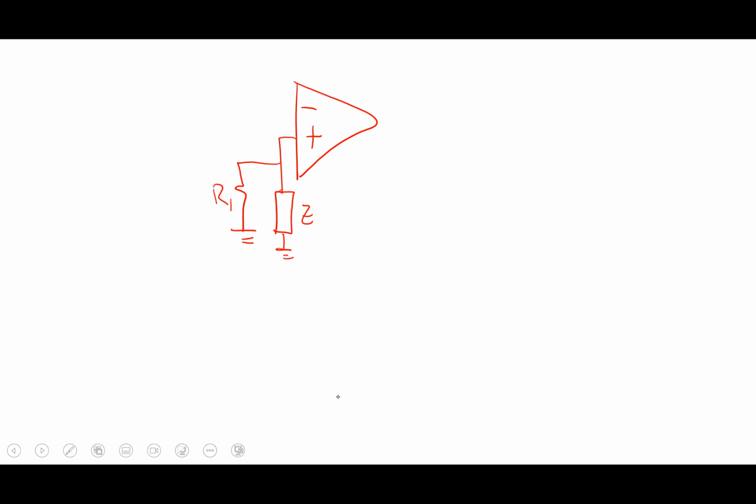What is V plus? Without me drawing anything else, what's V plus? 0. What's V minus? 0. Okay. So here's R1. Here's Z.